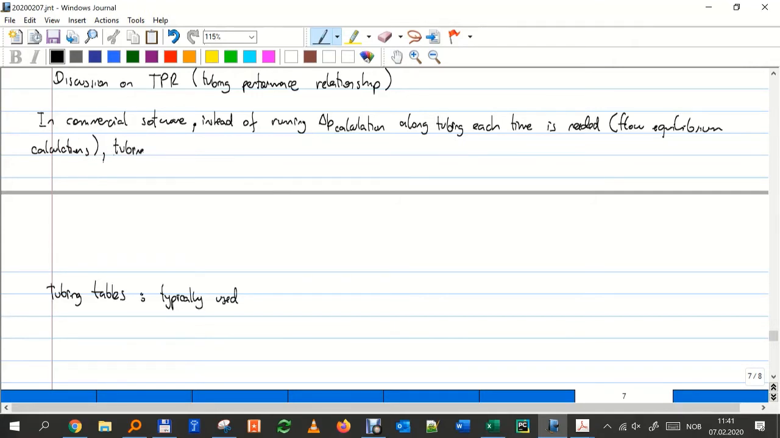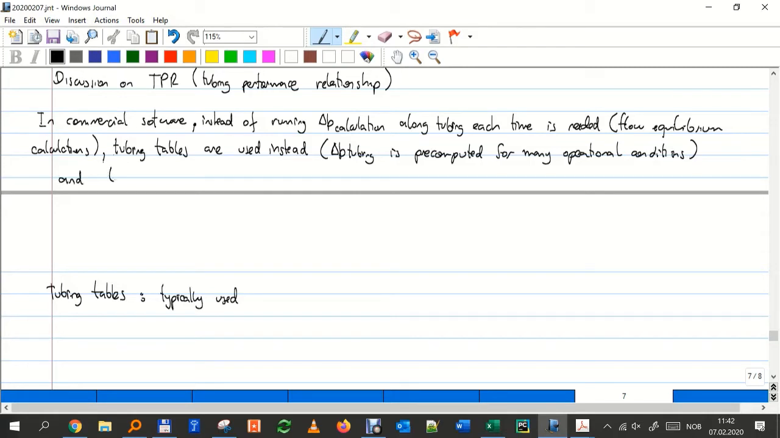something called tubing tables are used instead. And this means that the delta P at the tubing is pre-computed for many operational conditions, okay? For many operational conditions. And later, interpolation is made on the table, instead of running the model live. Almost every simulator works in that way.